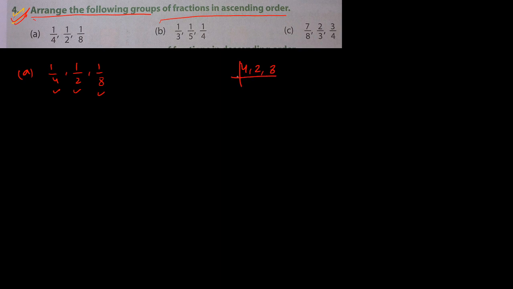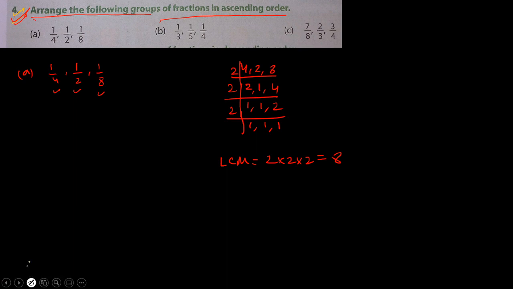Let us find the LCM. 2 2s are 4, 2 1s are 2, 2 4s are 8. 2 1s are 2, 1 as it is, 2 2s are 4 and 1, 2 1s are 2. Okay. So the LCM is 2 into 2 into 2, which means 8. Now what I have to do is I will write the first fraction, which was 1 upon 4, and I have to multiply 1 upon 4 by such a number so that I can get 8 in the denominator.